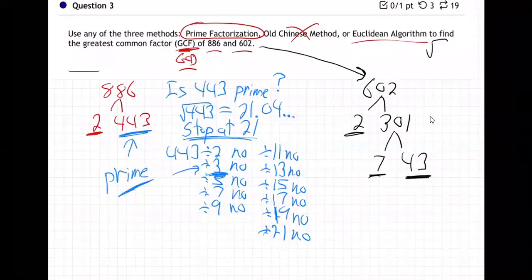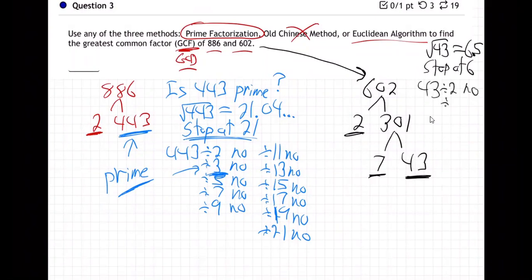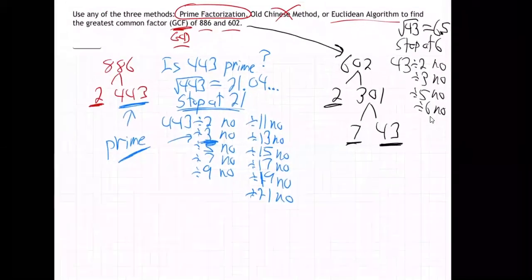You can check 43 real quick over here. Square root of 43 is 6.5, so stop at 6 over there. And so then 43 divided by 2 is a no, divided by 3 is a no, divided by 5 is a no, divided by 6 is no. So 43 is prime. So we're done there. We've broken down the numbers. They're kind of weird numbers.